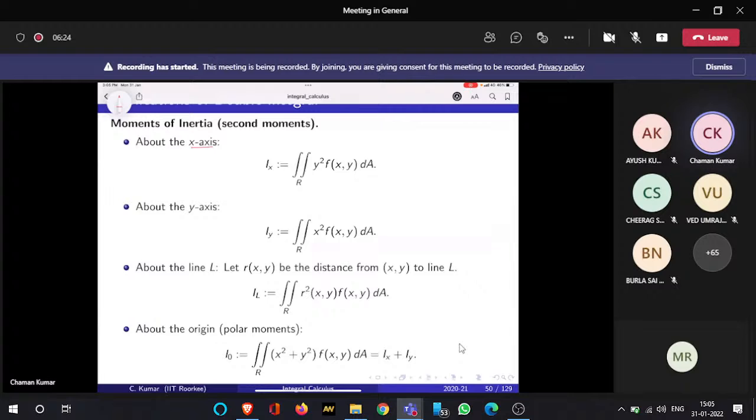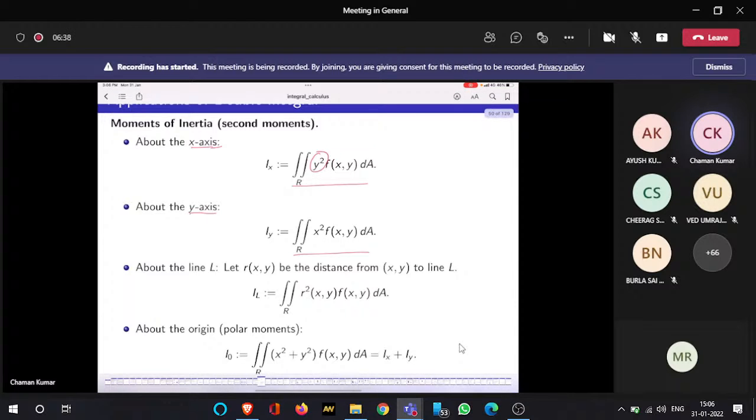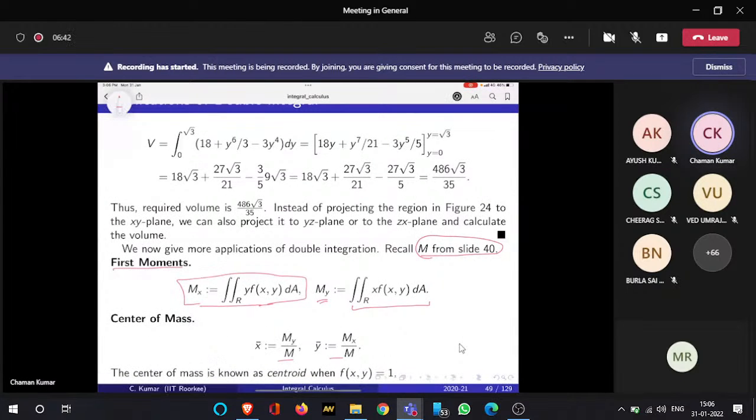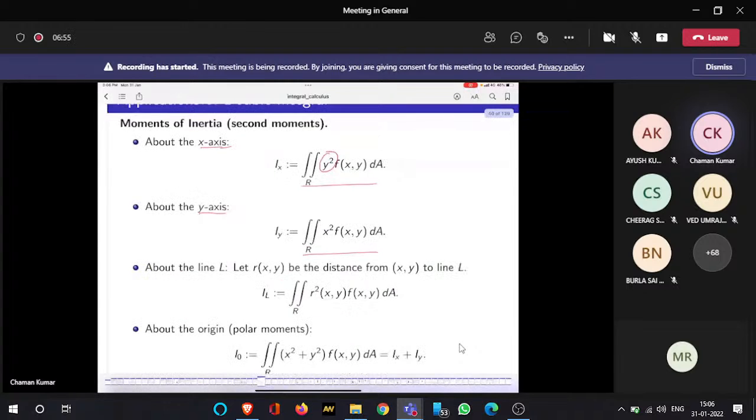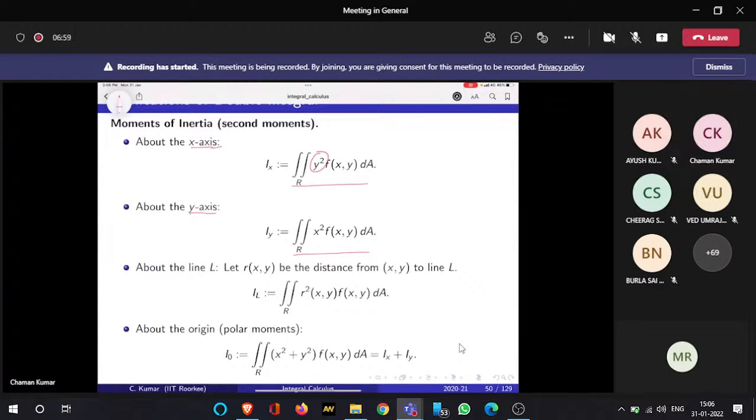About the x-axis, the moment of inertia is given by this. About the y-axis, the moment of inertia is given by this. So when you write it about the x-axis, you write y square here. In the same way, for the first moment about the x-axis, you write y, and about the y-axis, you write x. For the moment of inertia about the y-axis, you write x squared here. And about a line, the moment of inertia, instead of the x-axis, is also a line, and the y-axis is also a line.